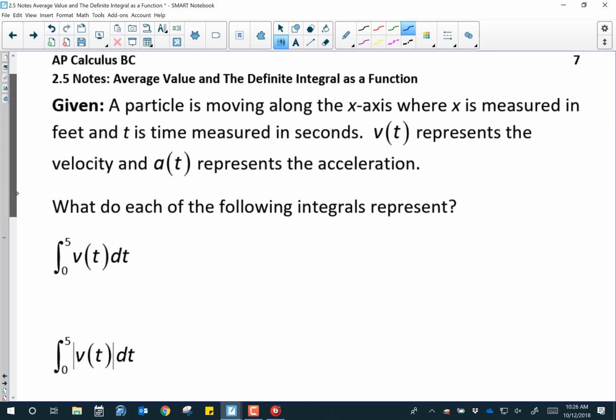All right, so a particle, if we're moving along an x-axis, this is something that you see a lot. So you're just looking at left and right distance when you're looking at the x-axis, where x is measured in feet and time is measured in seconds. V of t represents velocity, a of t represents acceleration, which is what do the following integrals represent.